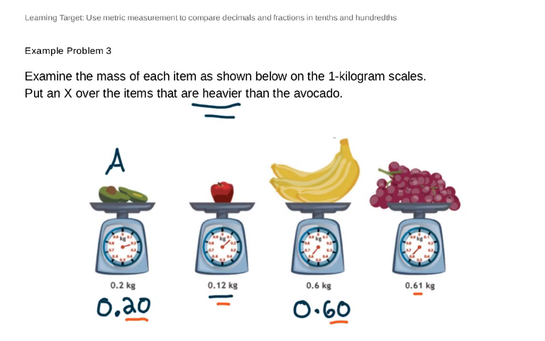The apple's not heavier. It's 12 hundredths. The bananas are heavier, and so are the grapes. So I'm done.